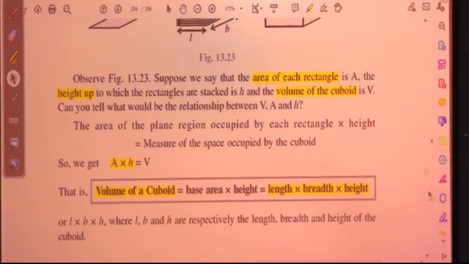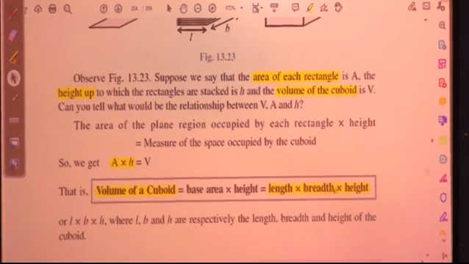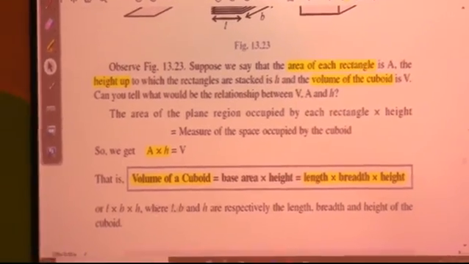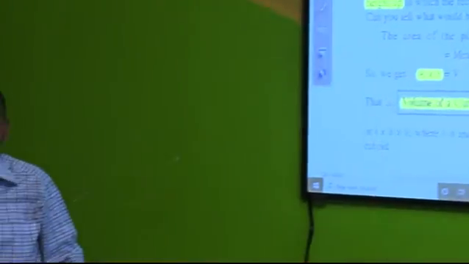So, what is the volume of a cuboid? It is L into B into H, length into breadth into height, where L, B, H are respectively the length, breadth and height of the cuboid. They are L, B and H, and it is in the same sequence, it will not get changed.